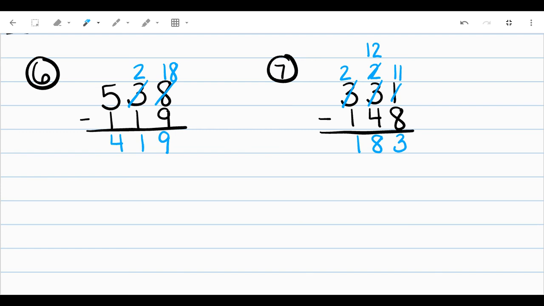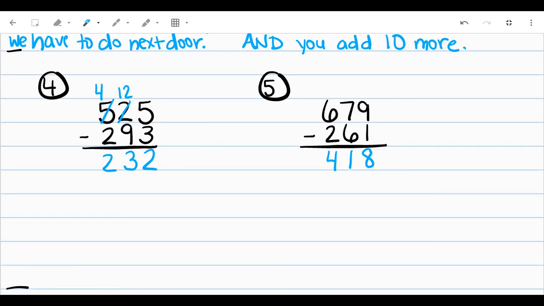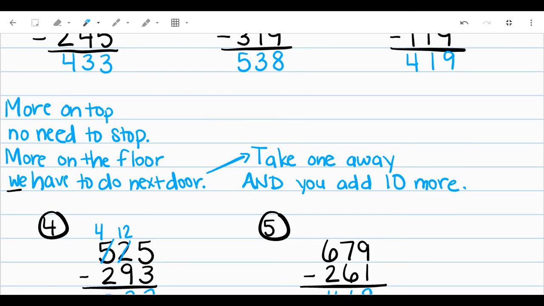So these are just a few examples of borrowing from our hundreds, borrowing from our tens, or possibly even borrowing from both. And sometimes you don't even have to borrow at all. So we have to really make sure that we remember our saying: if there is more on the top, no need to stop. If there's more on the floor, we have to go next door. When we go next door, we have to take 1 away, and we have to add 10 more. And if you remember that little saying, that should help you a lot when you're doing your subtraction.